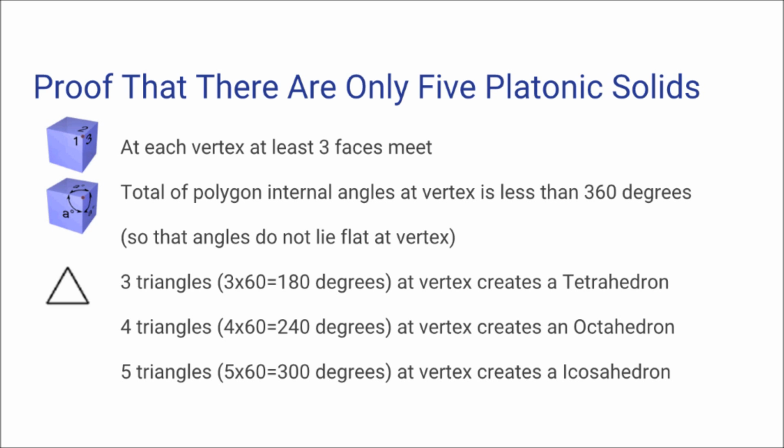3 congruent equilateral triangles have a total vertex angle of 180 degrees, which forms a regular tetrahedron. 4 congruent equilateral triangles have a total vertex angle of 240 degrees, which forms a regular octahedron. 5 congruent equilateral triangles have a total vertex angle of 300 degrees, which forms a regular icosahedron.